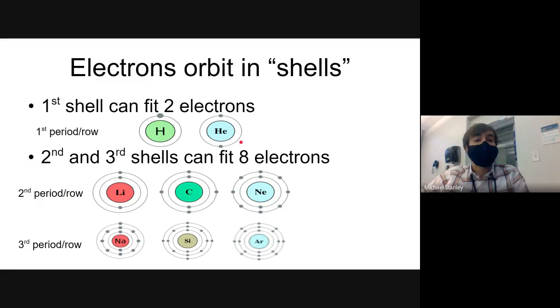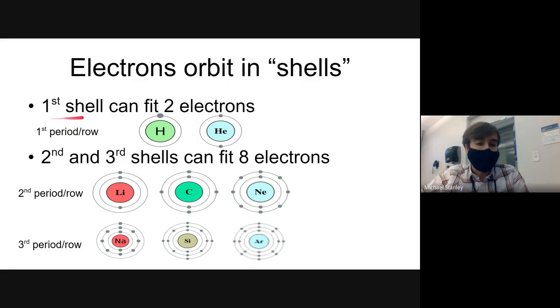And the way they do this is by orbiting in what are called shells. There are these invisible boundaries around the nucleus of the atom, that center area. And we call those boundary lines shells. Each shell around an atom can only fit a certain number of electrons. So in this class, we're only going to look at the first 3 electron shells: shell 1, shell 2, and shell 3.